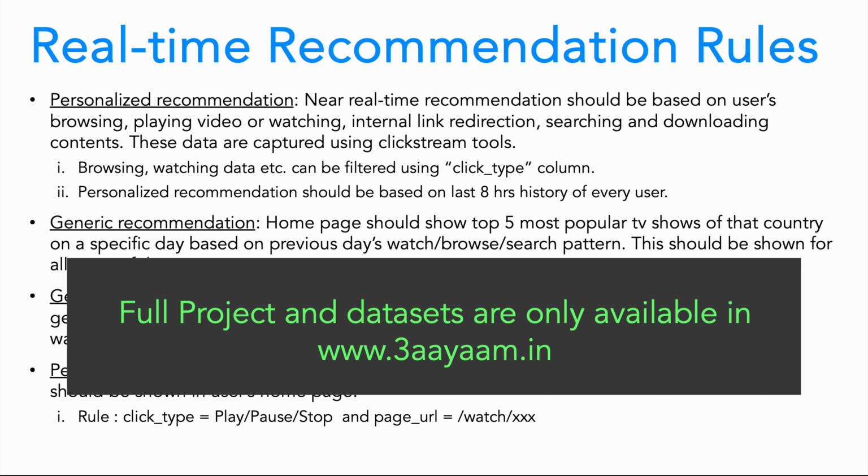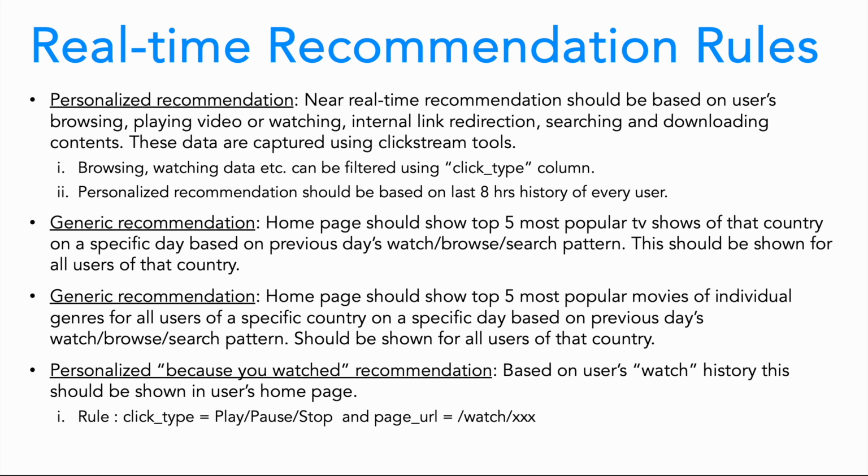Then the next would be generic recommendation, in which case the homepage should show the top 5 most popular TV shows for a particular country on a specific day, based on the previous day's watch, browse, and search patterns. So these are the three different patterns. Based on these three patterns, the top 5 most popular TV shows should be shown on the homepage. Of course, in this case, you will not be sending any data to the homepage. Either you can save it in a database or you can show it in the console. I would recommend that you do both. You save it in the database and show it in the console also.